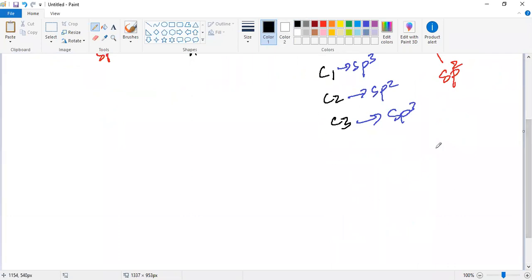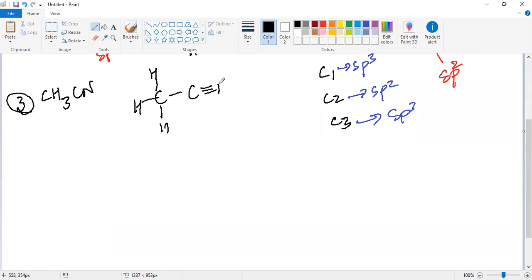Now let's look at the third example. Suppose we have CH3CN. This is the third example, and we represented it in this manner. This is CH3, then we have C and then a triple bond to N. Now you can see that this carbon has made a triple bond with the nitrogen. That means this carbon, can you tell me what is the hybridization of this carbon? Carbon with the triple bond? I need the answer from you. sp. Very good. So this carbon is going to be sp hybridized.